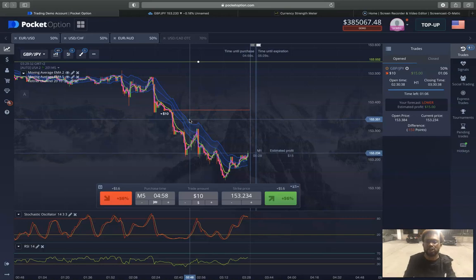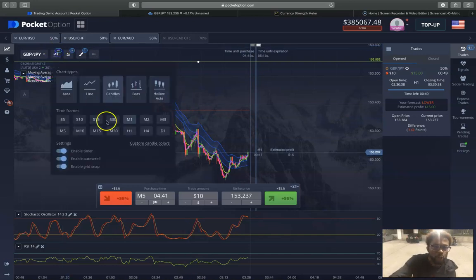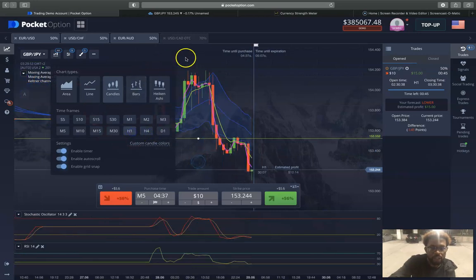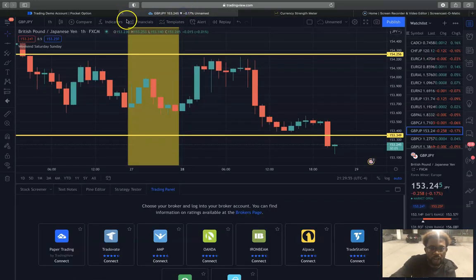And again, there's nothing wrong with other traders who trade 3 minutes, 30 seconds. There's nothing wrong with that. But for those that want to know, my strategy is the 1 hour, the 2 hour, the 3 hour, the 4 hour. And I show you guys what I am looking for. So let's take a look at TradingView.